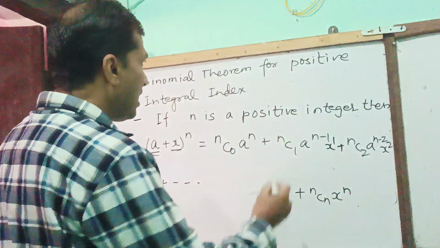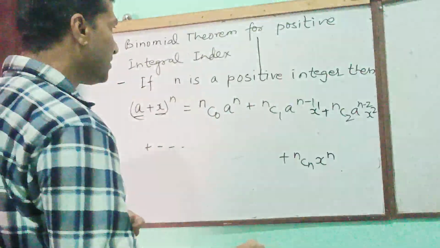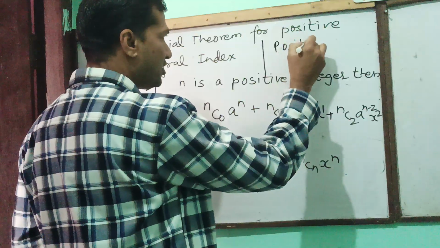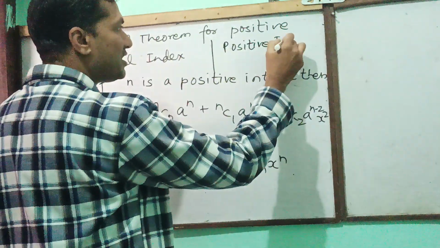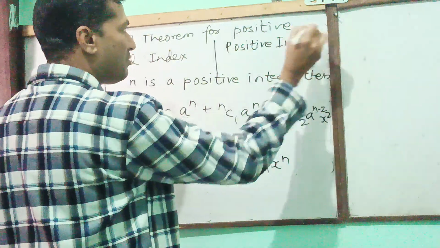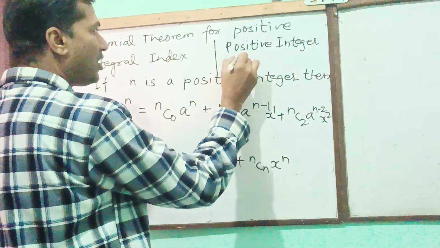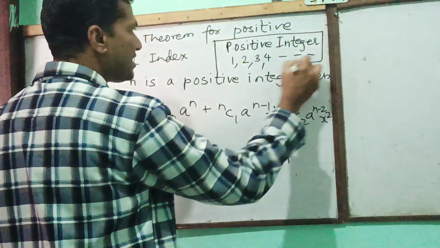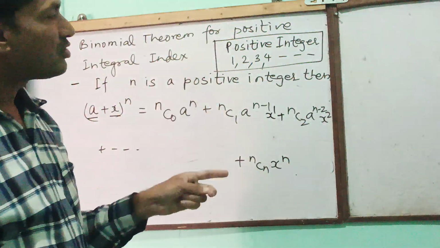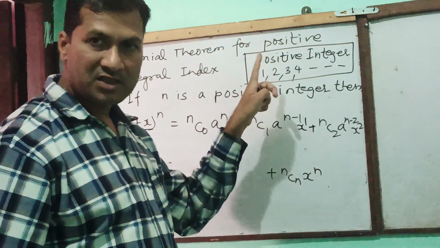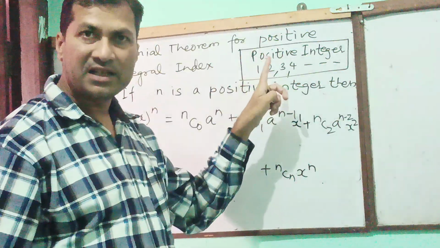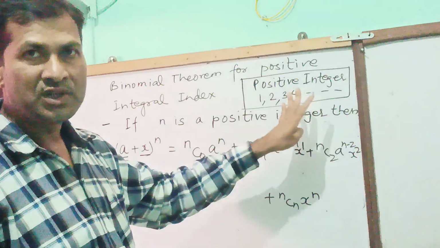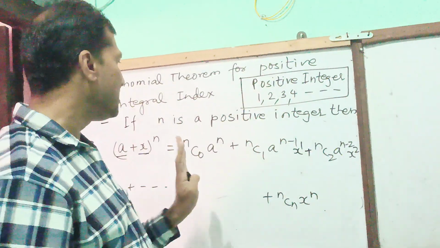Clearly, what are positive integers? I think all of you know this one. Positive integer means 1, 2, 3, 4, and so on. So positive integer does not include 0, it does not include fractional numbers like 1 by 2, 1 by 3, 1 by 4, or decimals. So these are positive integers.